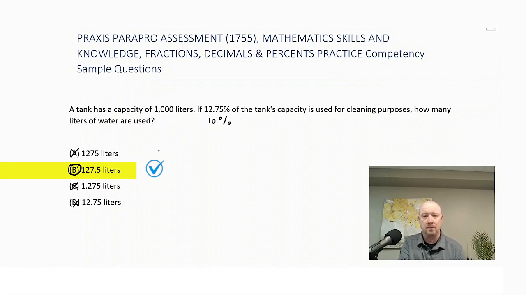Now, if we're going to do this mathematically, we have to multiply 1,000 by 12.75%, which would be 0.1275, and that would give you the answer of 127.5 liters.